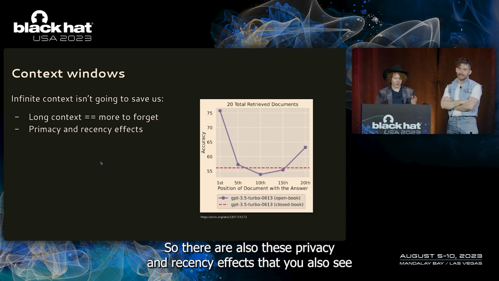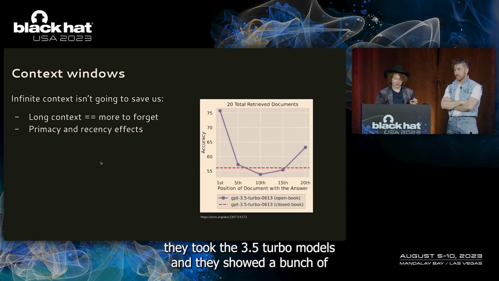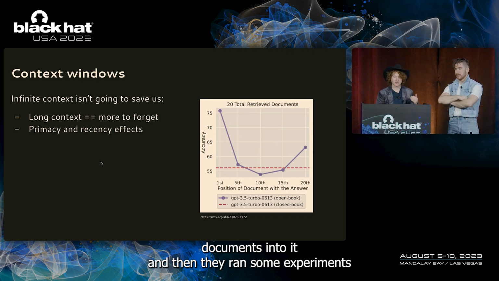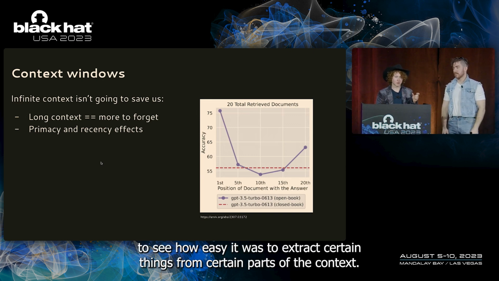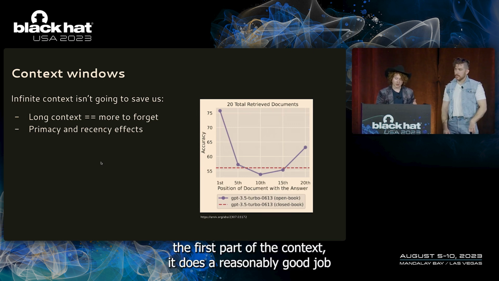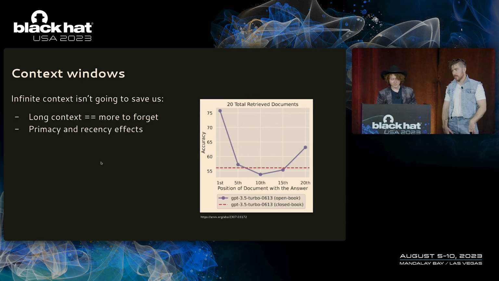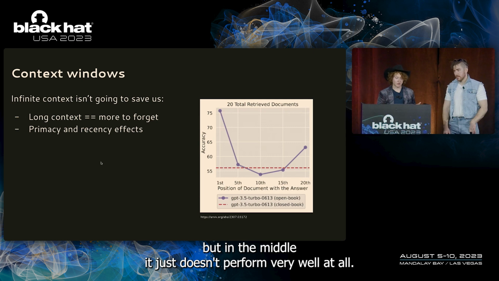There are also these primacy and recency effects that you also see in human memory. Here I've got a screenshot of a paper that came out about 2 months ago where they took the GPT 3.5 turbo models and shoved a bunch of documents into it, and then ran some experiments to see how easy it was to extract certain things from certain parts of the context. As you can see, at the first part of the context, it does a reasonably good job of returning what the researchers asked for. For the latter part of the context, it also does the same thing, but in the middle, it doesn't perform very well at all.